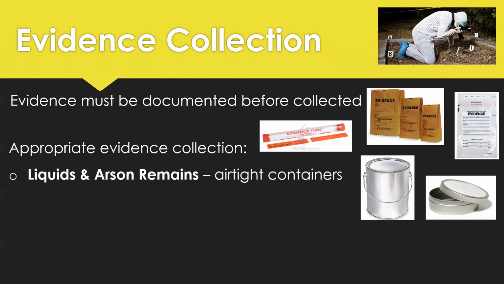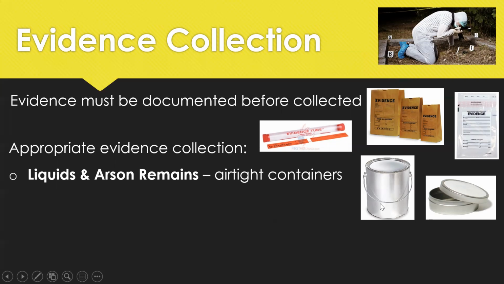So once again, this is just a general list of some evidence. Liquid and arson remains should be in airtight metal containers. They kind of look like paint cans, like right here, that you can hammer the lid on. And I would usually ask the class why.